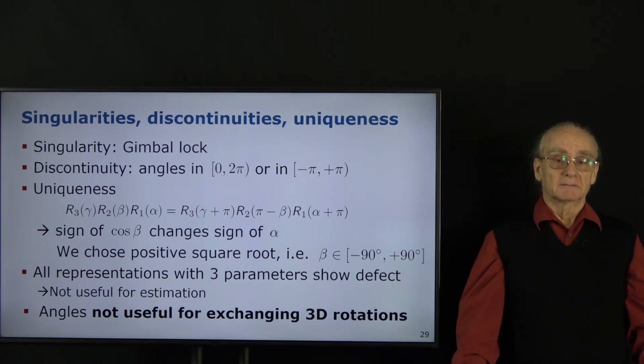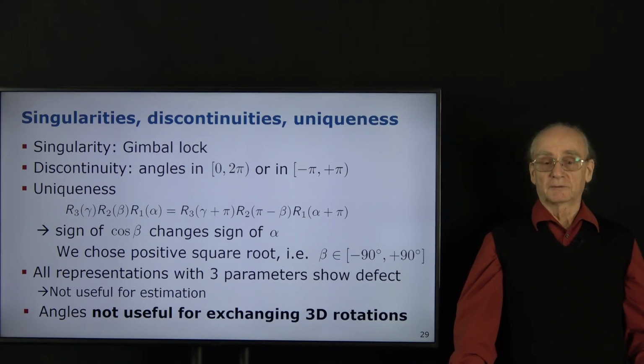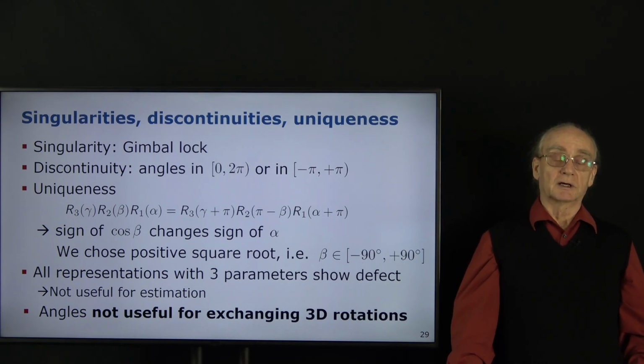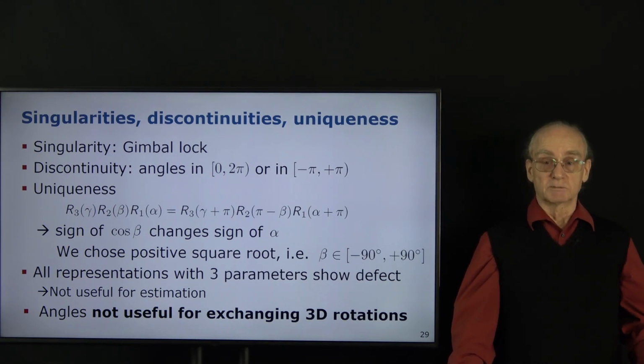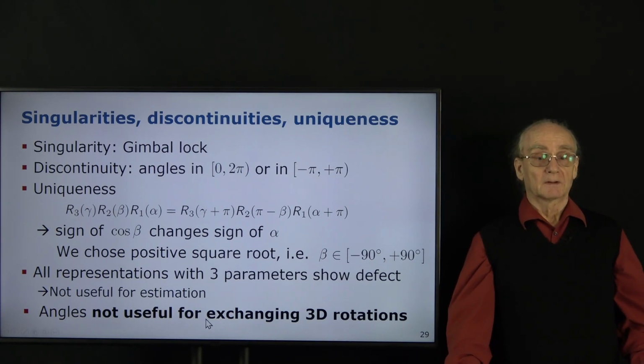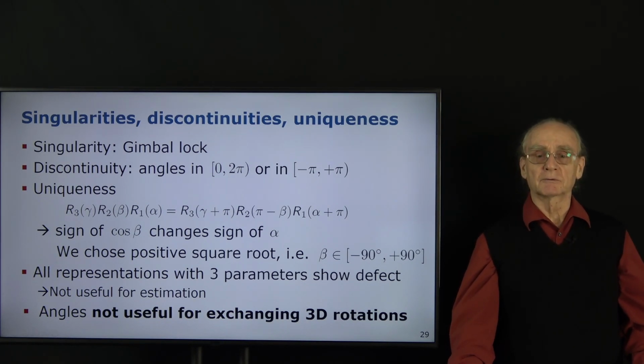We will see later that all representations which rely on three parameters show such types of defects. So in general, if you have a general rotation, these representations are not useful for estimation unless you know that the angles are small, let's say. And the angles are not useful for exchanging 3D rotations. I mentioned this a little bit. I will repeat it once more.